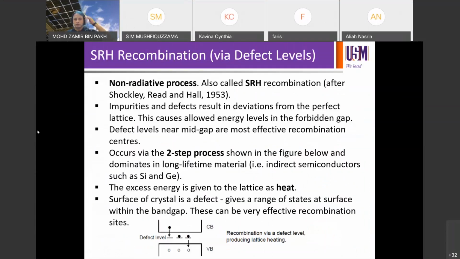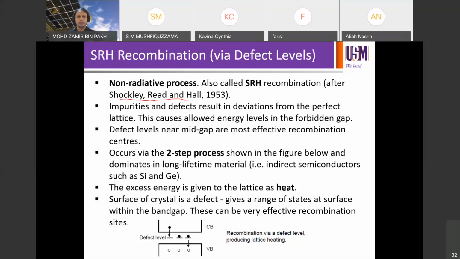Right, so let's move on to the second one, SRH recombination, or Shockley-Read-Hall recombination. We're going to have Shockley-Read-Hall recombination when we have defects in our semiconductor. It doesn't matter whether it's in the bulk or on the surface. As long as you have defects in your semiconductor, you will have SRH recombination. It's also called non-radiative recombination, and named after these three guys, Shockley, Read, and Hall, back in 1953.